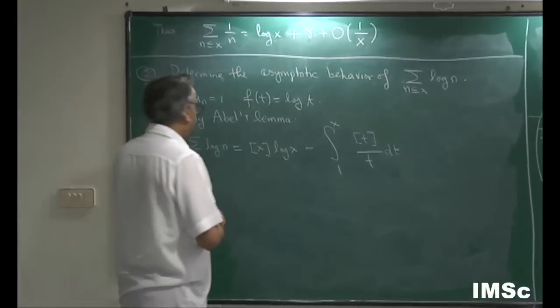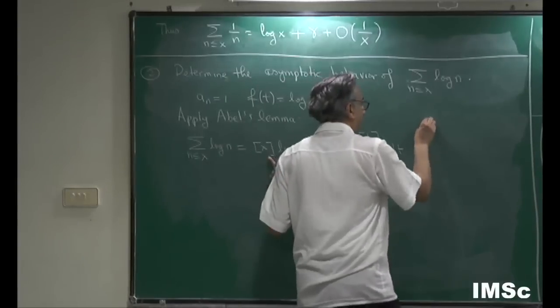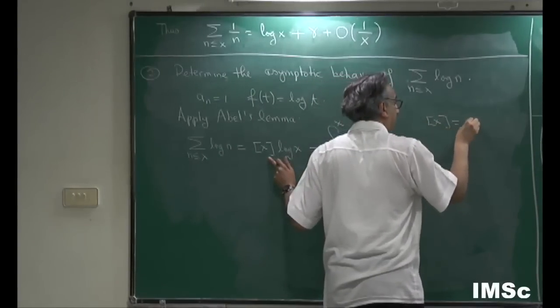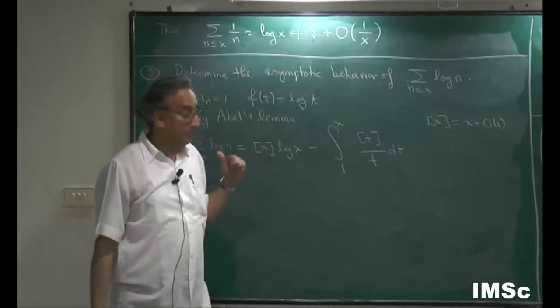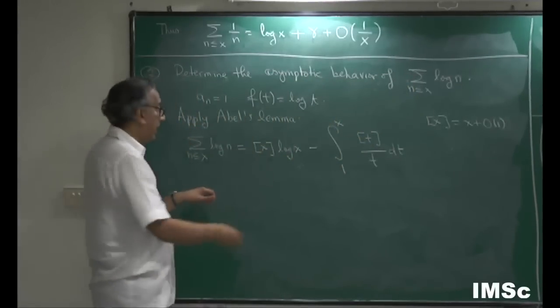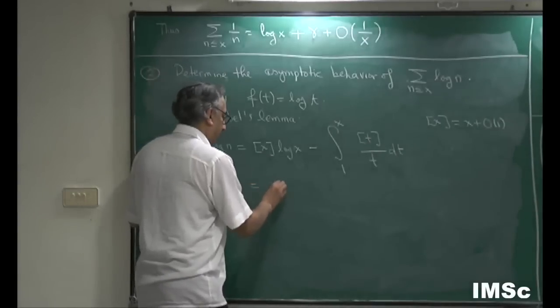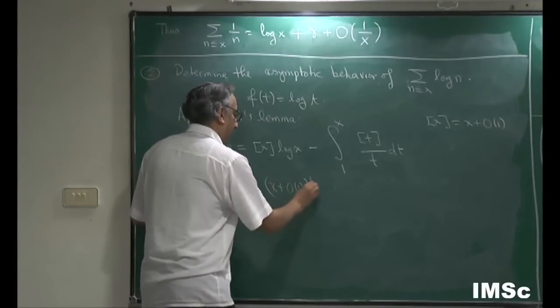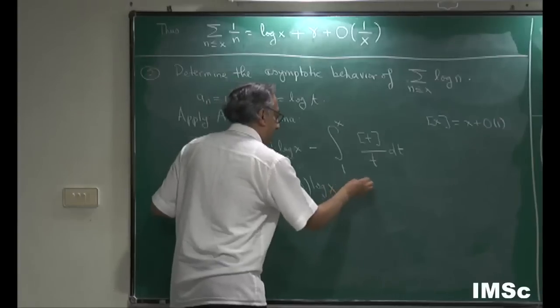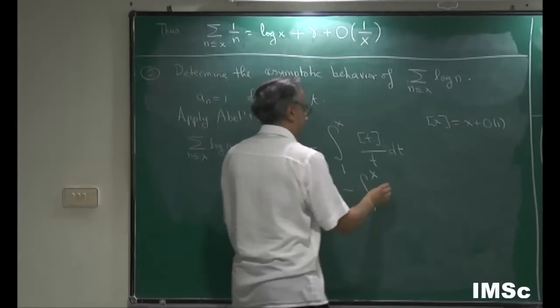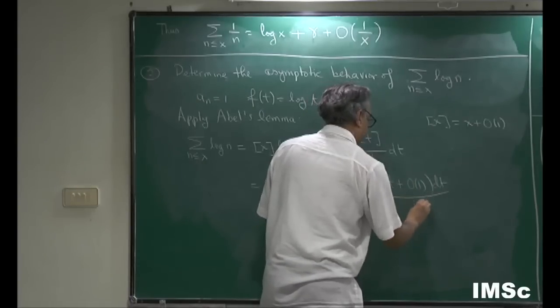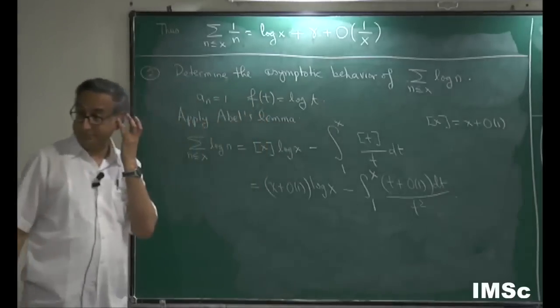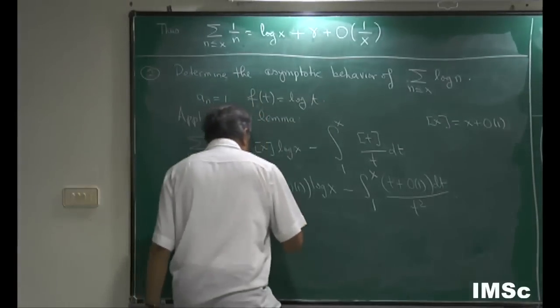So this time we're going to do the same trick as we did before. The greatest integer of x is equal to x plus O of 1, something bounded. So if I do that, what do I get? I get x plus O of 1, times log x, minus the integral from 1 to x of t plus O of 1, dt over t. Okay? So this time you're going to get x log x.